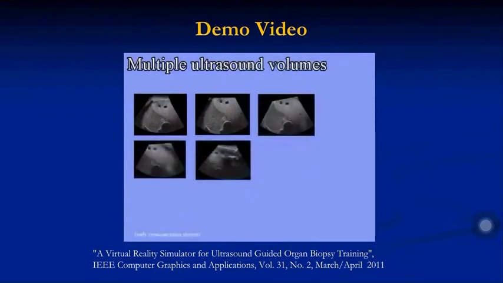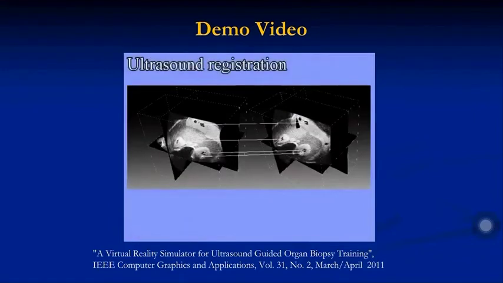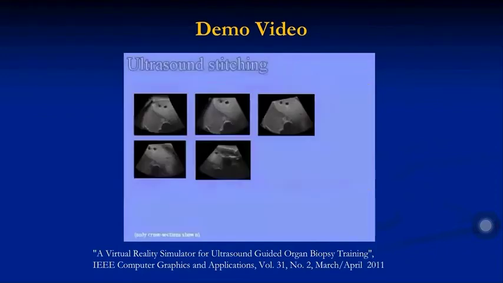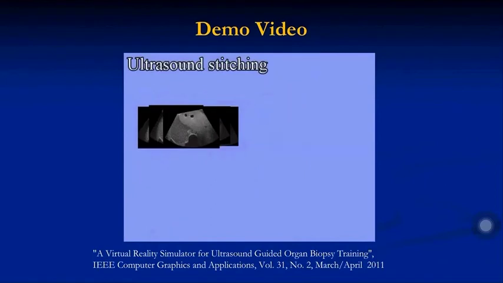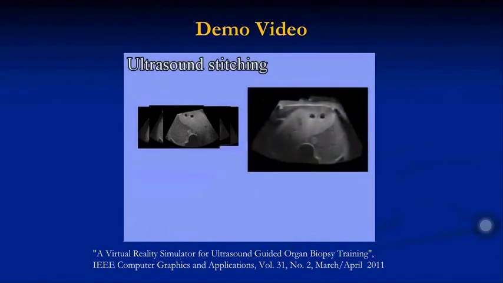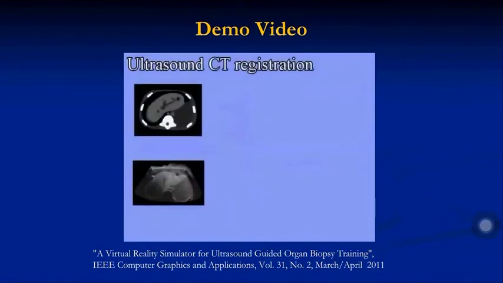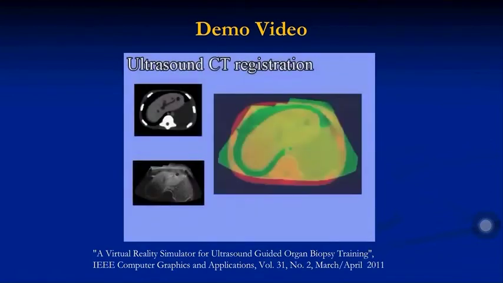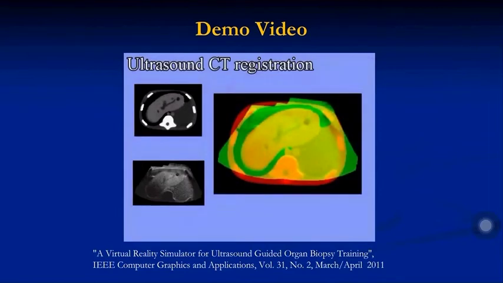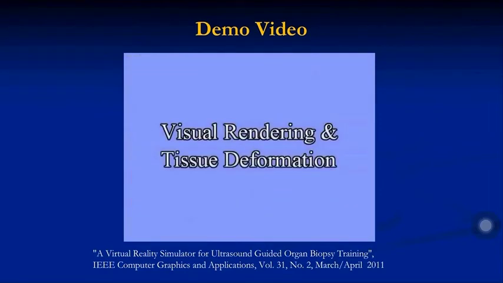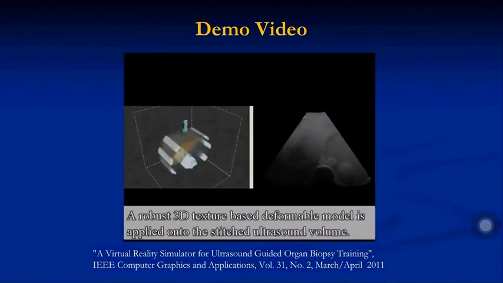In terms of data pre-processing, we have to acquire multiple ultrasound volumes, and then we need to stitch the acquired ultrasound volumes into one complete comprehensive volume. So the research involved is to do registration of multiple ultrasound volumes. We adopt a 3D SIFT approach to carry out this task. Later on, we also do ultrasound-CT data registration. That's because CT can provide a lot of anatomical details in the simulation.